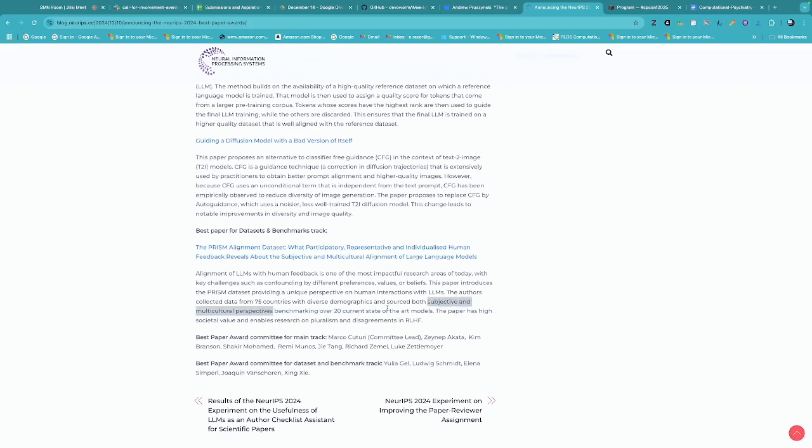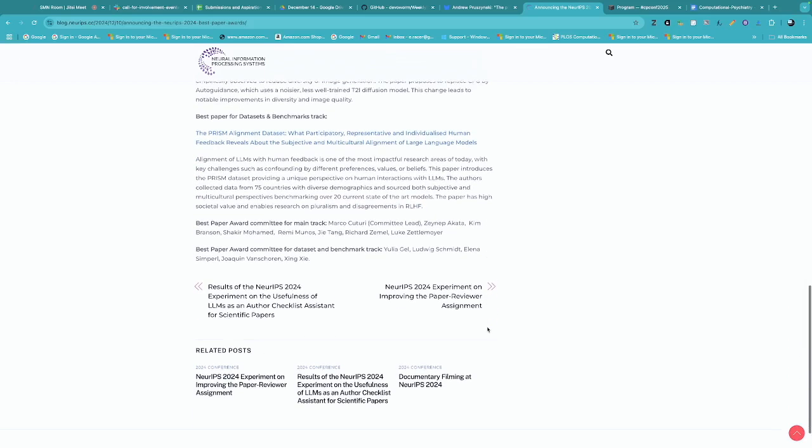Okay, so we've got this diversity. We also have subjectivity and multicultural perspective, benchmarking over 20 current state-of-the-art models. The paper has high societal value and enables research on pluralism and disagreements in human-aided reinforcement learning. So that's good.